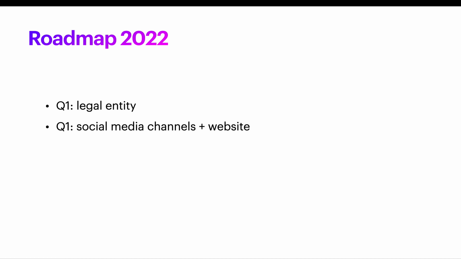What is our roadmap? In the first quarter, we want to build the legal entity. The DAO should have its own legal entity. Therefore, we need specialists who know how to do this. From a marketing perspective, we need to launch our social media channels and the website and operate those.